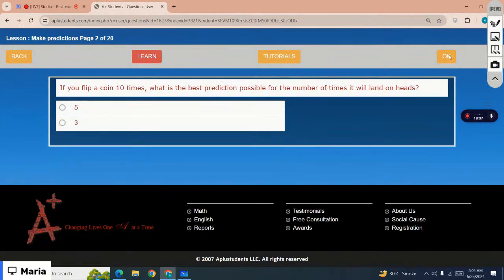If you flip a coin 10 times, what is the best prediction possible for the number of times it will land on head? Which is the correct option? The correct option is 5. Option number 1 is the correct option.